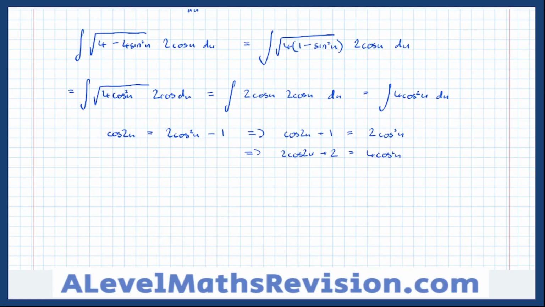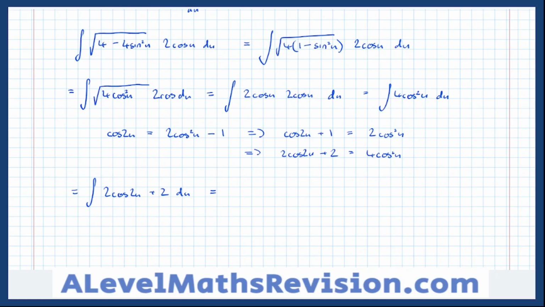I've taken something I can't integrate, the 4 cos squared u, and turned it into something identical that I can integrate. So now, this becomes the integral of 2 cos of 2u plus 2 du. And if we do that, we end up with no more integral signs anymore. We're ready to perform the integral.